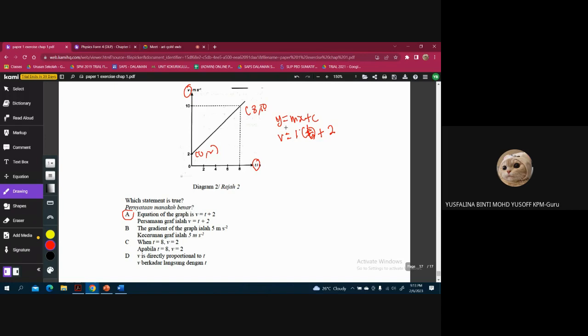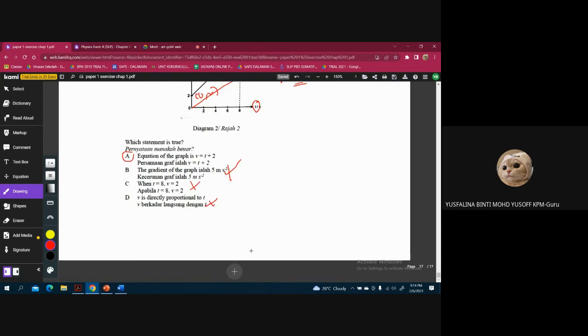Let's check whether it's correct or not. The gradient is 5, right? Sorry, it's 1. I just calculate here, we just put in the values. t equals 8, v equals 10. And v is directly proportional, no, this is increasing linearly. Directly proportional, 0. Okay, yes, the answer is A.